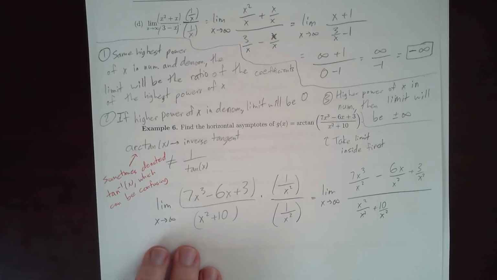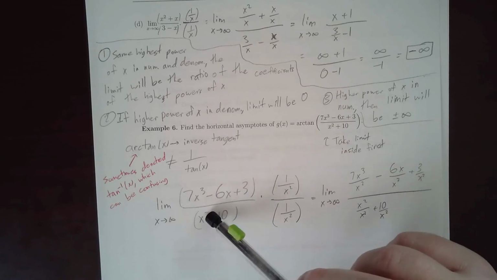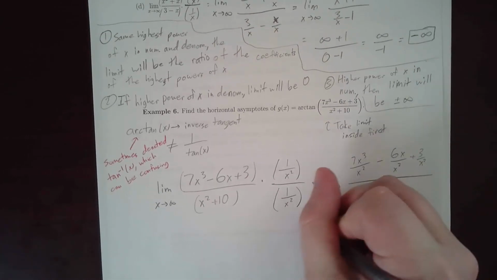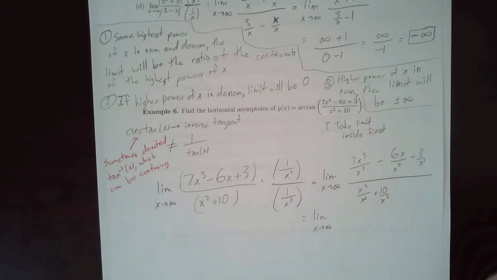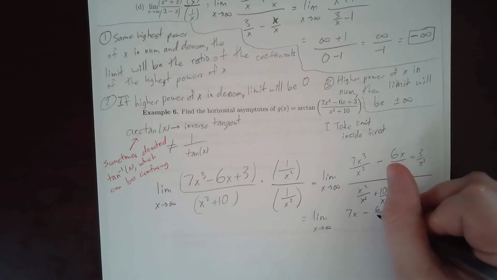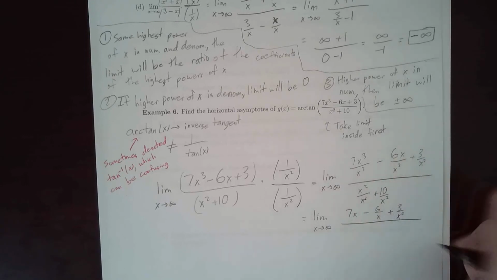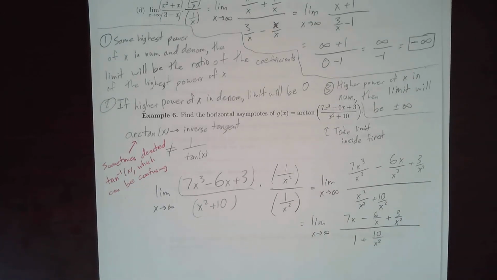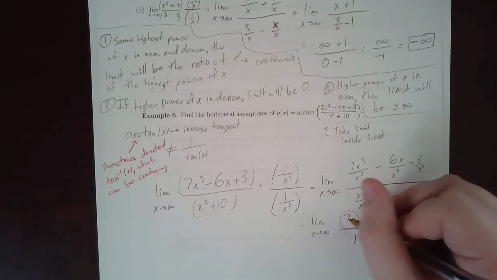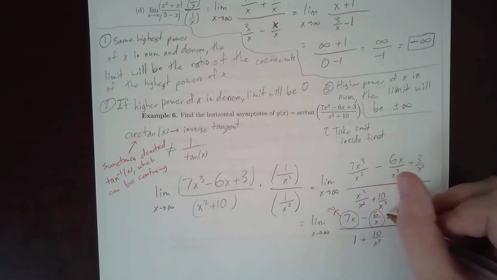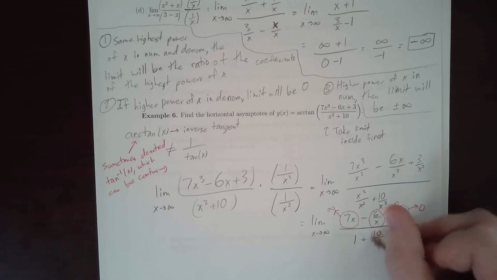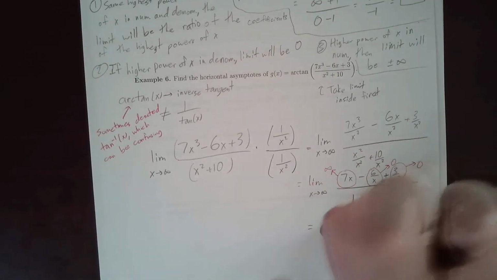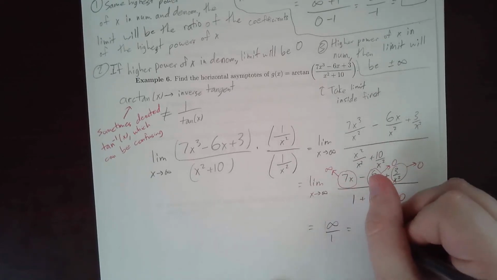Now you might be wondering, Mr. Smith, why aren't we just using the rules we have from up there? Don't we know that this is going to be infinity because the power in the numerator is higher than the power in the denominator? Well, yes we do, but I wanted to make sure we played it out, showed why that ends up working that way. When we cancel things out, we have the limit as x approaches infinity of 7x minus 6 over x plus 3 over x squared, divided by 1 plus 10 over x squared. Now, when we go to take the limit, this portion here will go to infinity. This portion here will go to 0, this portion here will go to 0, and this portion here will go to 0. And so we, in the end, have infinity over 1, which is just going to be infinity.